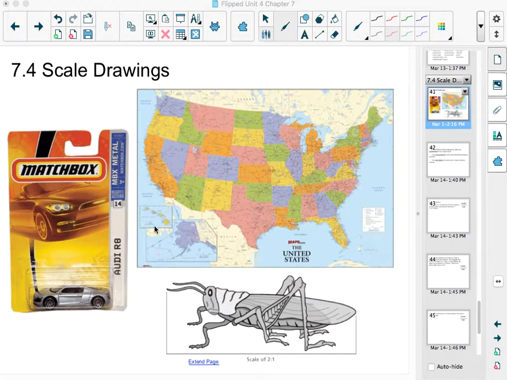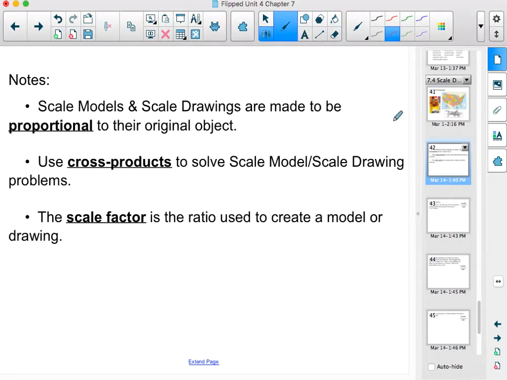A lot of math goes into making scale drawings and scale models. Let's talk about some of that math. First thing, we're going to do a little bit of vocab. Scale models and scale drawings are replicas or reproductions, and they are made to be proportional to the original object, meaning that there's a lot of math that goes into creating them.